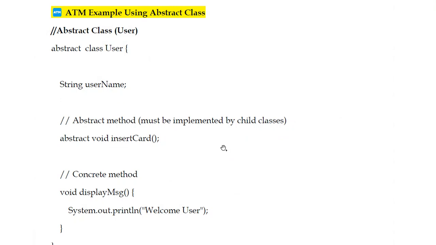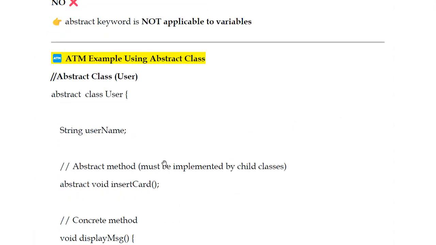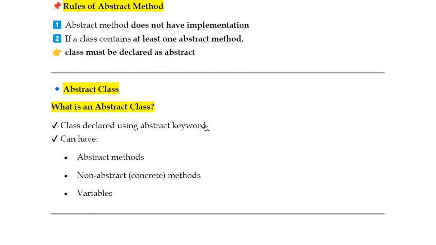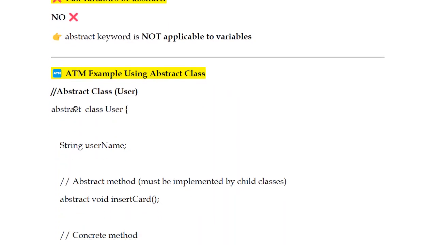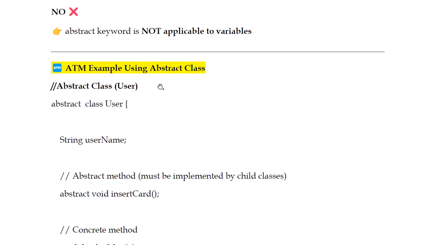Let's get started. In our previous session, we discussed what an abstract class is. A class declared using the abstract keyword is called an abstract class. It can have abstract methods and non-abstract methods, that is, concrete methods. We have already discussed concrete methods, concrete classes, and variables in detail. So in this session, as per the agenda, we'll discuss the ATM example using an abstract class.